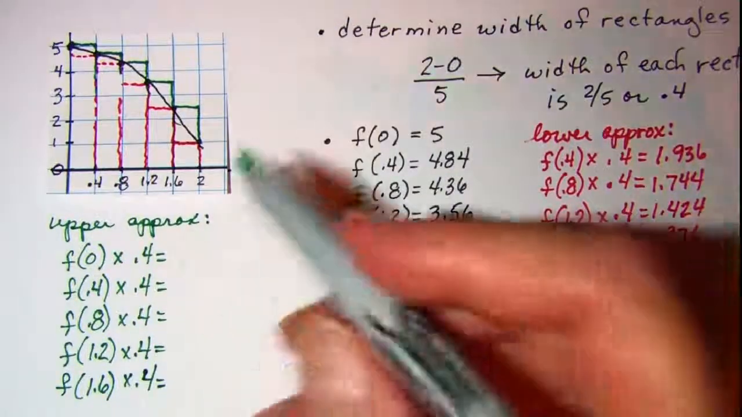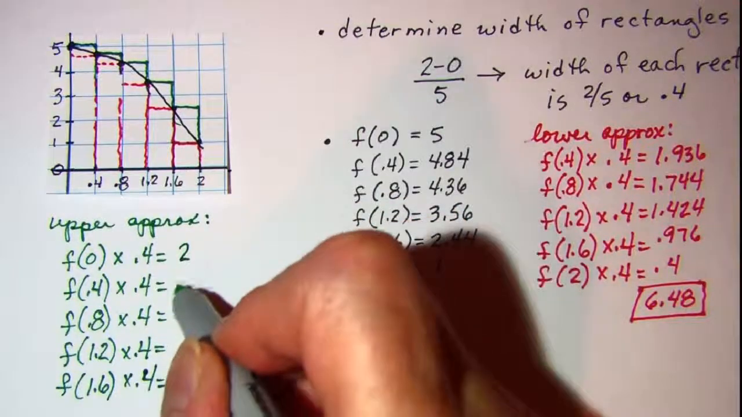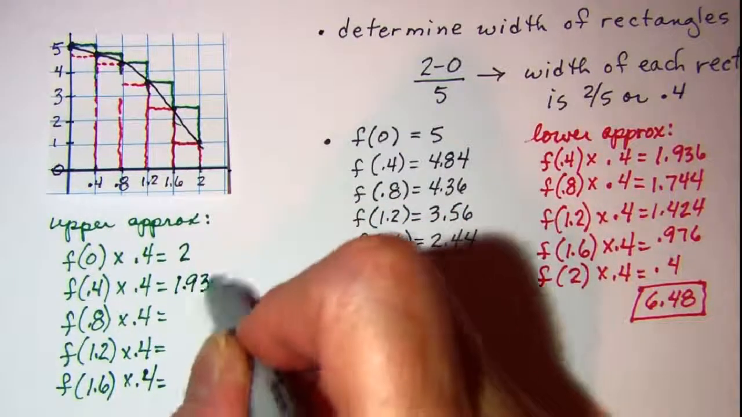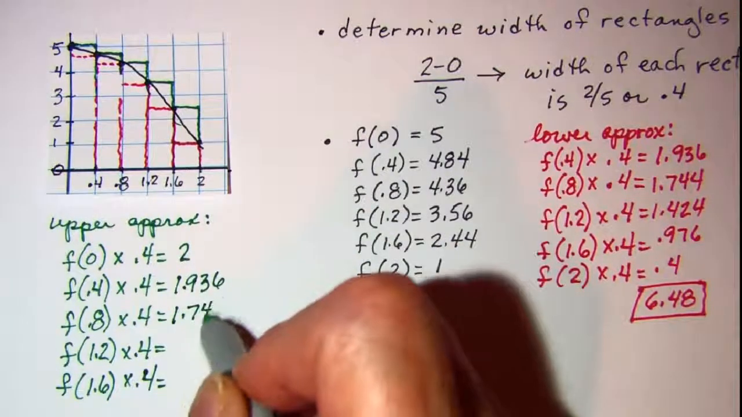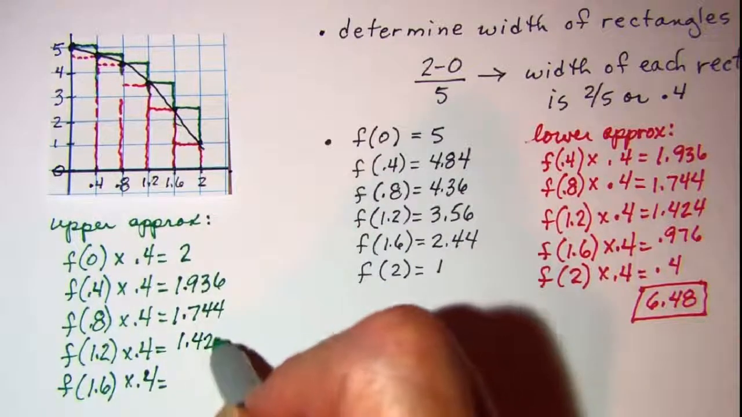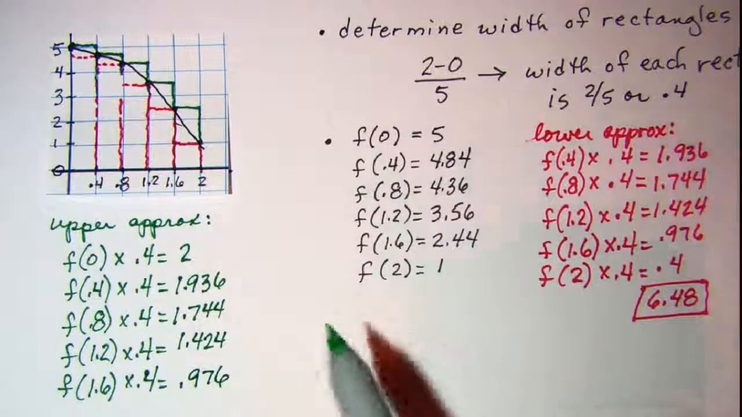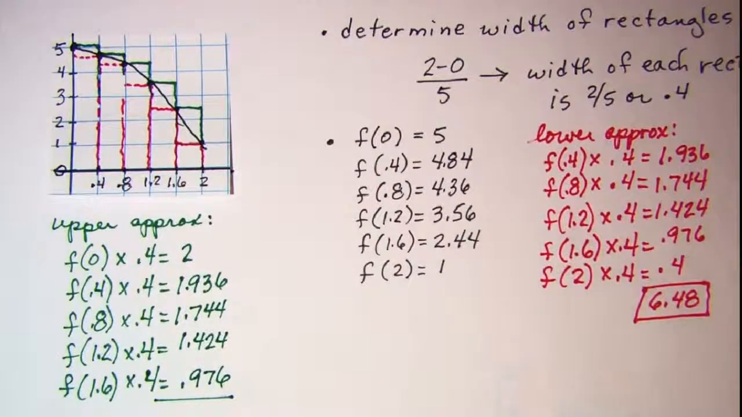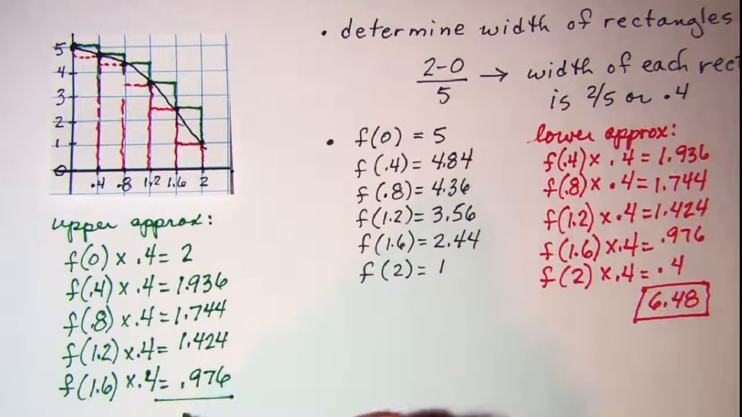Now the values for these, this is 2, this is 1.936, this one is 1.744, 1.424, and 0.976. So my upper approximation, the total of all of these areas, is 8.08.